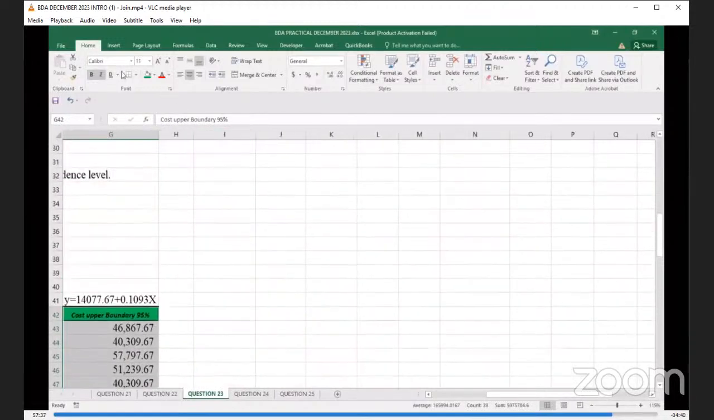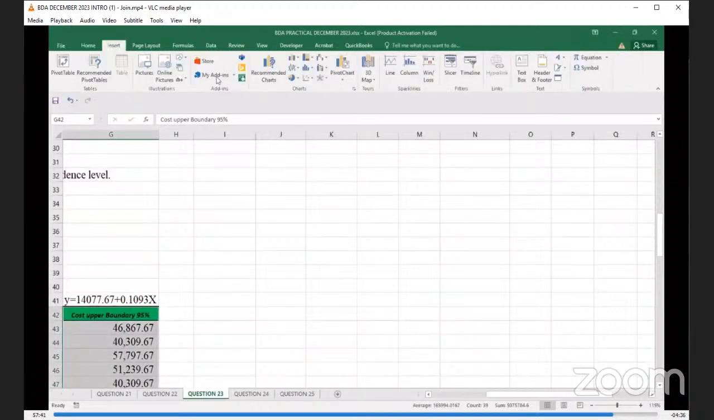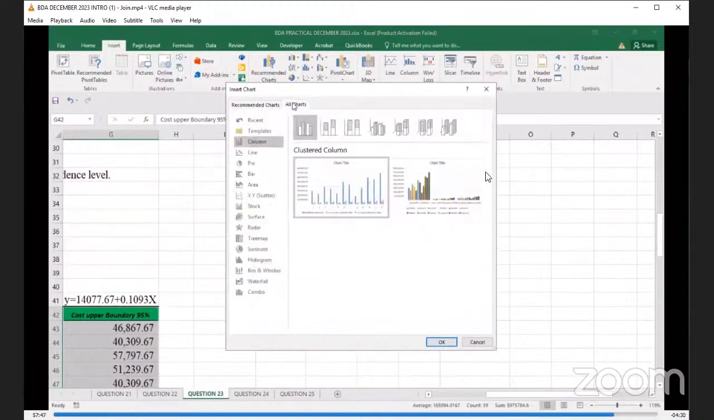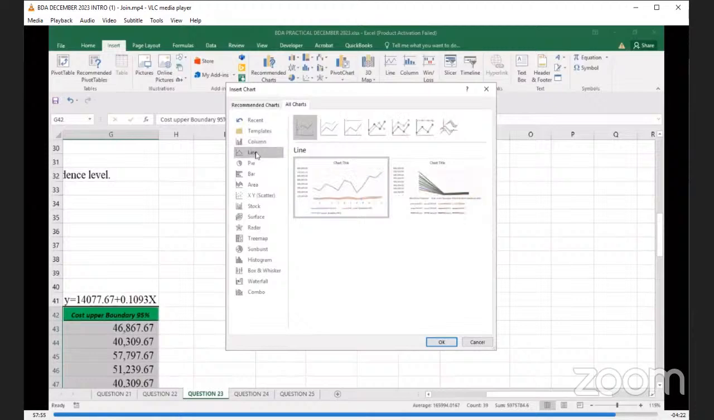In this case, I need to prepare that. So I just come in the chart. I go to recommended charts. I prefer to select which chart. Line chart or bar. Line chart will be the best here. So I need my line chart.